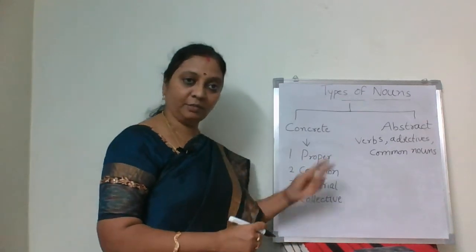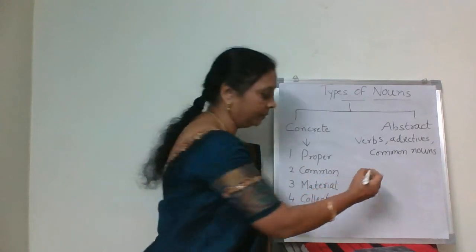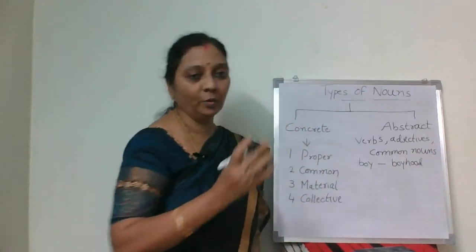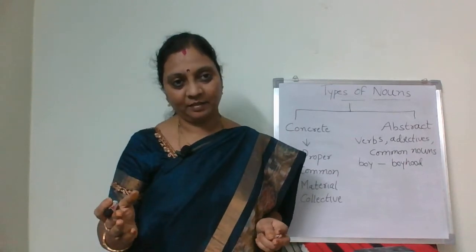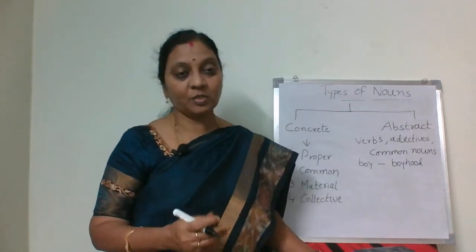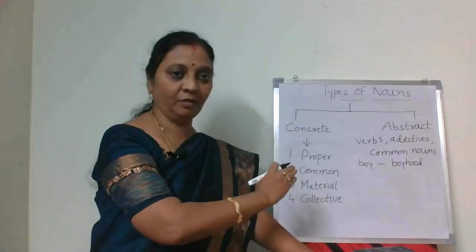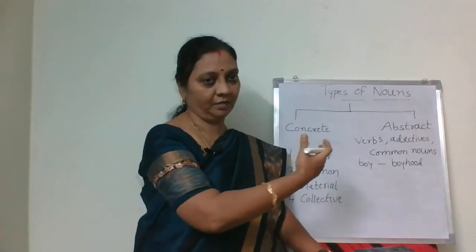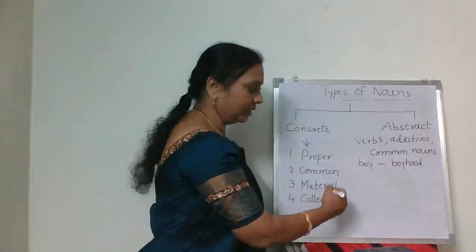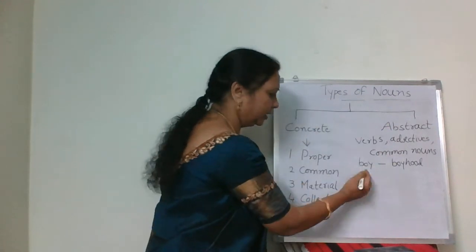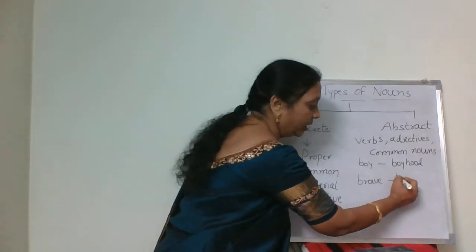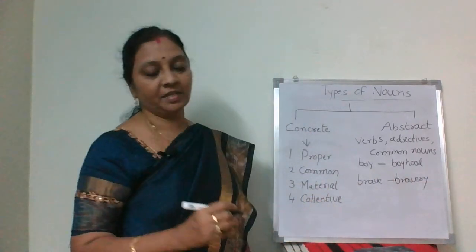Let us see the examples, then you can understand in a better way. Suppose for example, common noun you take up boy. For that abstract noun is boyhood; child, childhood; leader, leadership; friend, friendship; relation, relationship; infant, infancy; school, schooling. Again, adjectives. Brave is an adjective. Then what is an abstract noun for this brave? Bravery is an abstract noun.